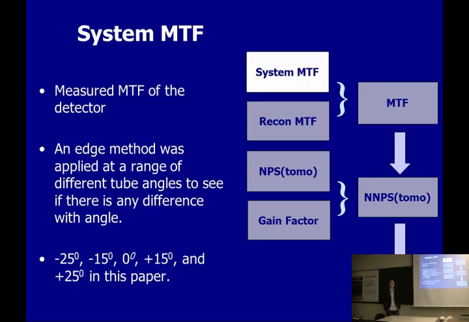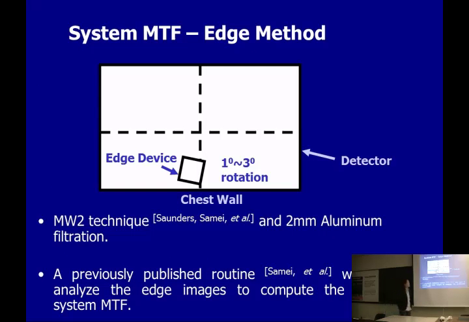With this, we are talking about the entire system's resolution property. So we can do the physical measurement of the MTF, and there are typically different ways, like a slit or an edge. With the edge method, we use routines and code to measure it, and we can measure at different angles. For example, this is the detector, and we put the edge at a certain position with a certain rotation and measure it to compile a system MTF.